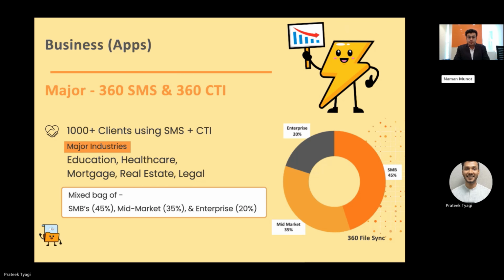Our business comes from two major apps, 360 SMS and 360 CTI. We have 1,000 plus clients using SMS and CTI. And the major industries that we cater to are education, healthcare, mortgage, real estate, legal, and it's a mixed bag of SMBs, mid-market, and enterprise.